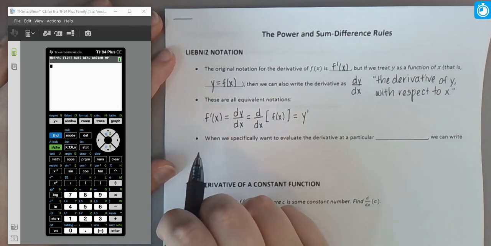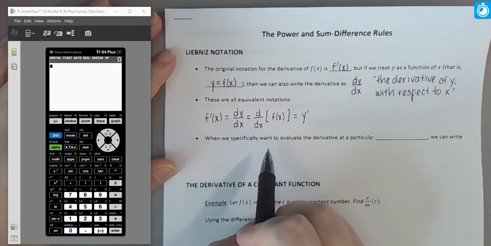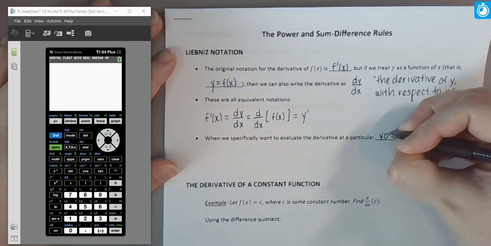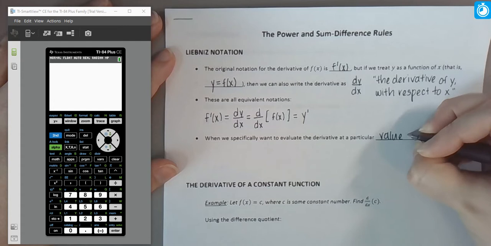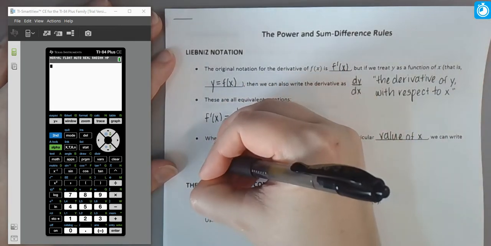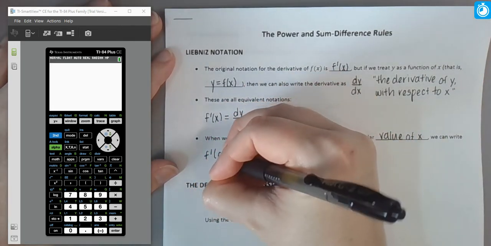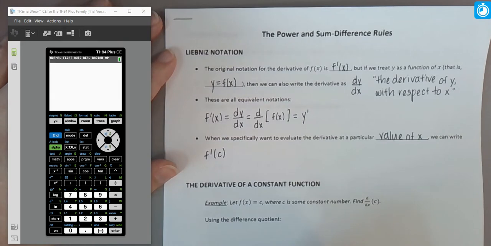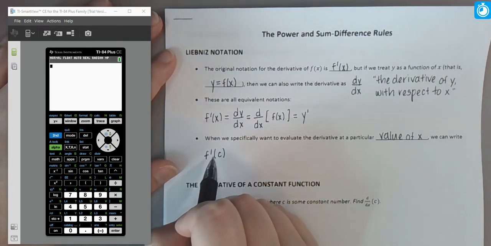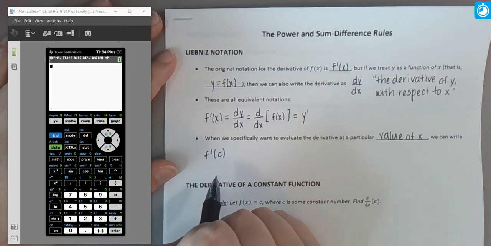with respect to. Now also, when we specifically want to evaluate the derivative, in other words, find its actual value at a particular value of x, or whatever we're thinking of as our input variable, the variable that we're differentiating with respect to, we can also write these notations. So f prime of some number, which we saw in the last video, this is telling us find the derivative for our function f, and then evaluate that expression at an x value of c. We're going to think of c as a constant.